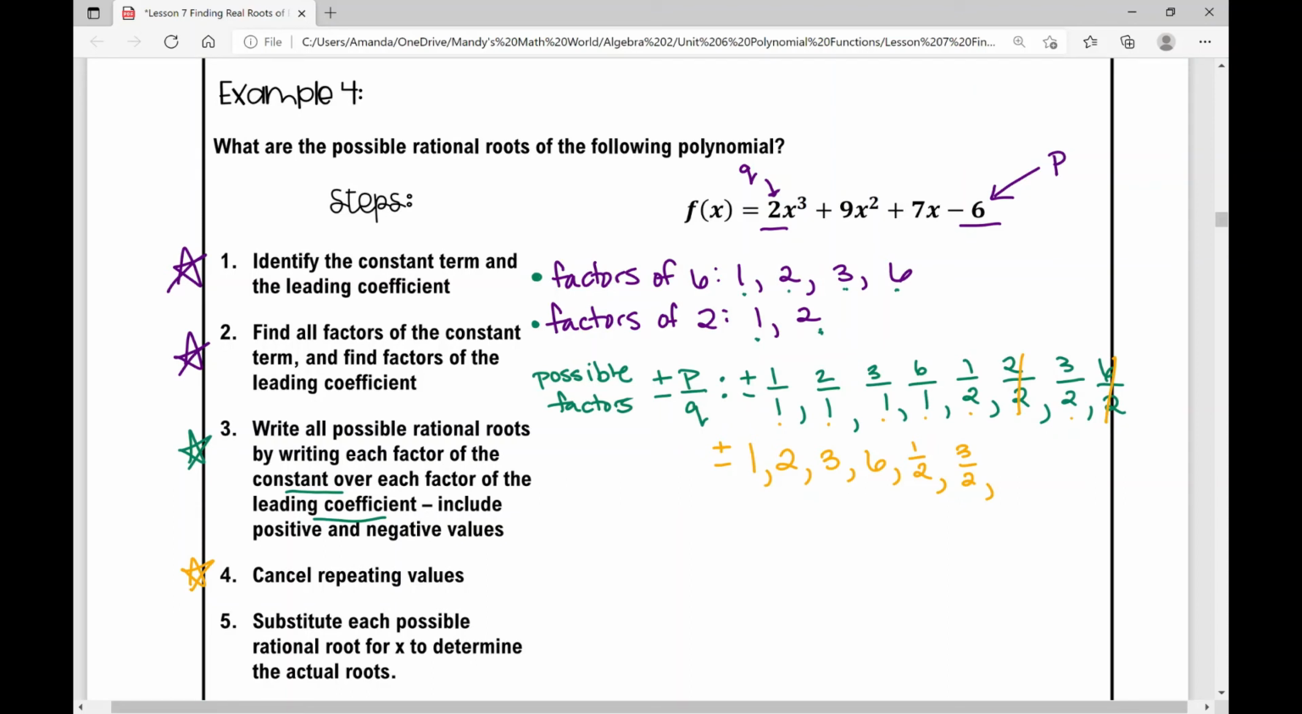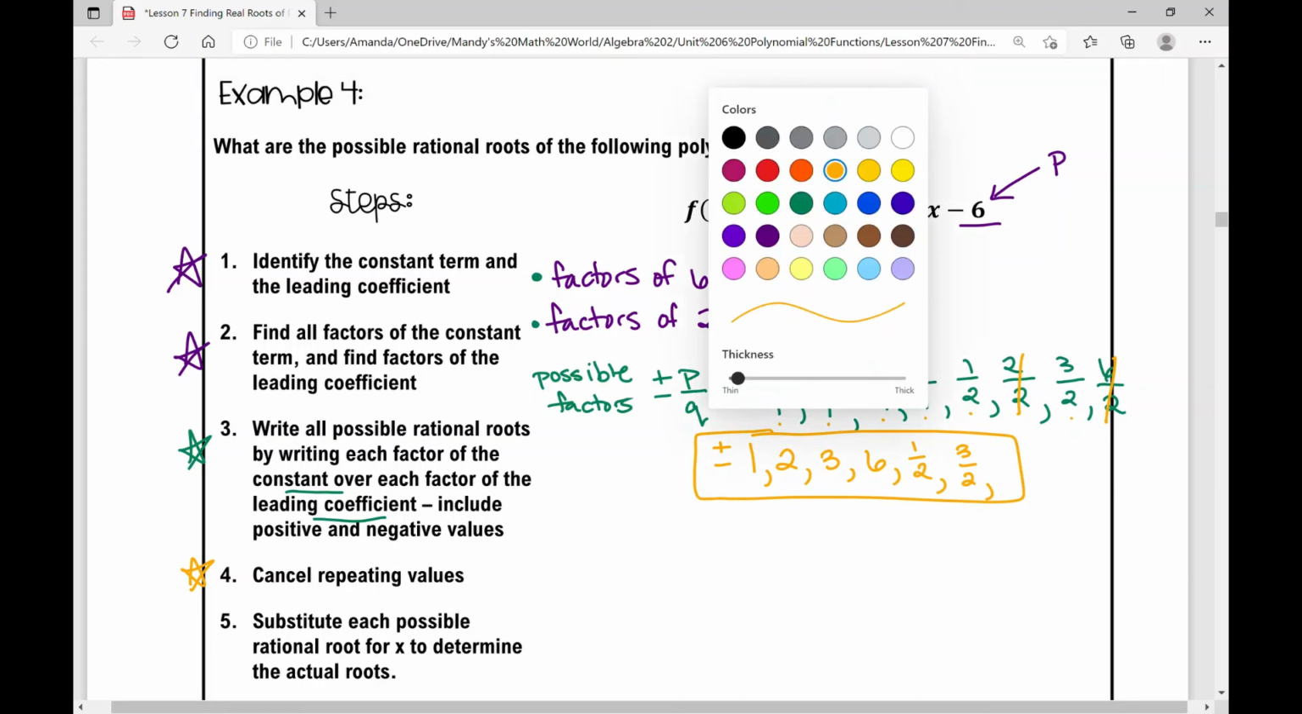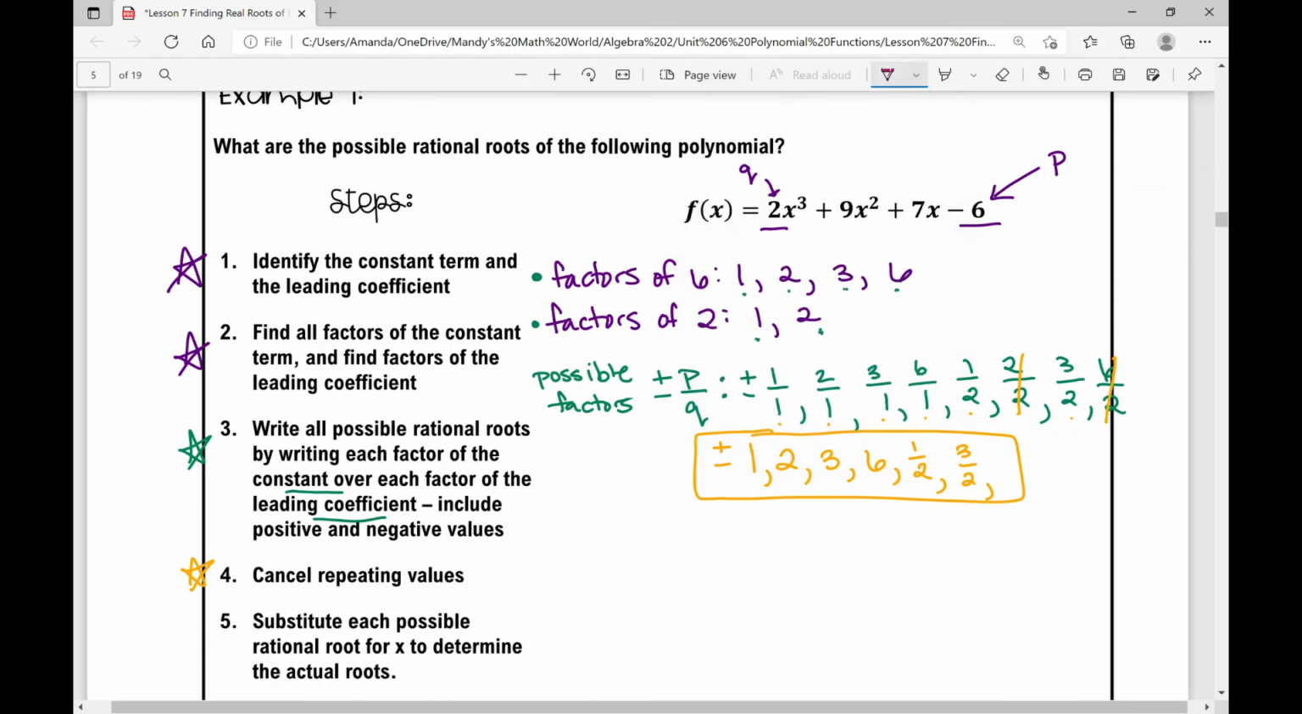The next thing we're going to do is, you might encounter questions that just say, what are all the possible roots? Well, here's all your possible roots right here. But it might say, what are the actual roots of the polynomial? And in this case, you have to plug each one in for x and determine the value of y. So I'm going to show you how to do that.